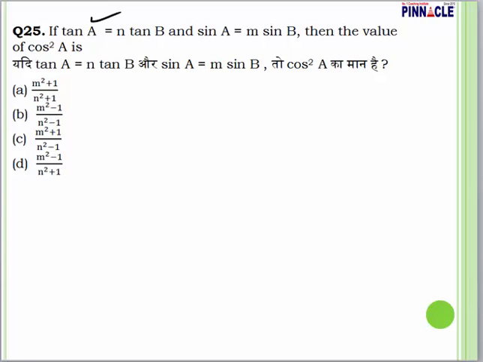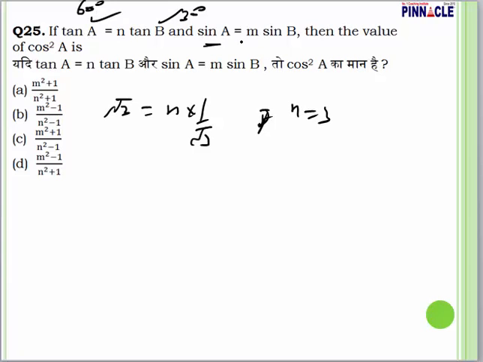So let's say 60, tangent 60 would be equal to root 3. Root 3 is equal to n times tangent B, and for B you can take 30. So tangent B would be equal to 1 by root 3. So here n is equal to 3. Similarly, sine A, we have taken A is equal to 60. Sine 60 would be equal to root 3 by 2, and m times sine B, that is 30, sine 30 is equal to 1 by 2. So m is equal to root 3. Here n is equal to 3 and m is equal to root 3.